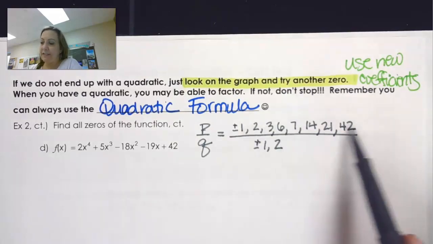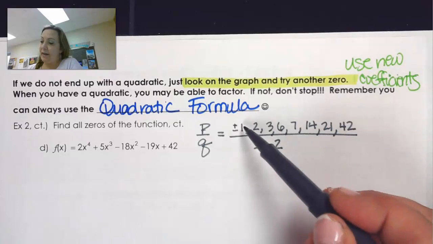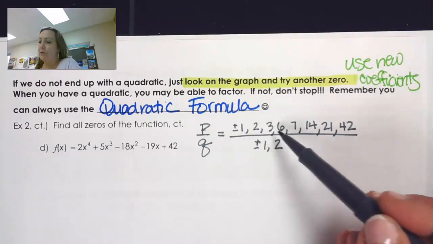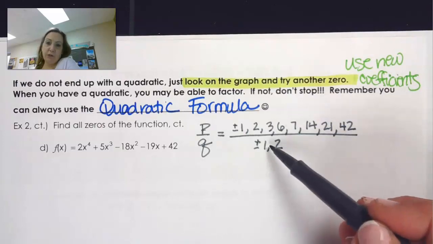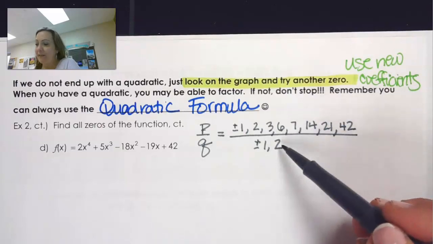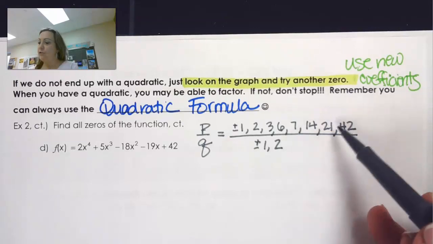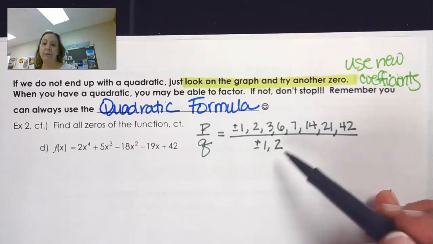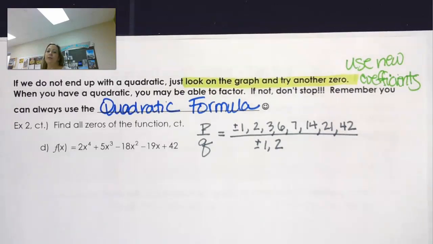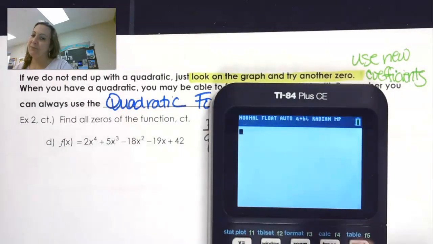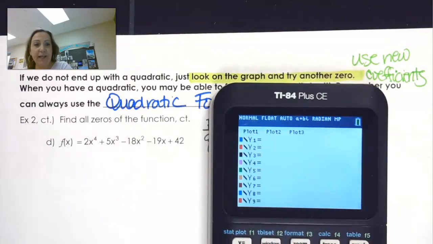So we can divide all of these by 1, or we can divide all of them by 2. So a half, 1, which we already talked about, 3 halves, 6 halves, which is 3, which we've used already, 7 halves, 14 halves, which is 7, which we've used already, 21 halves, and 42 halves, which is 21 that we've used already. So these are all numbers that we can keep in the back of our head and look for, okay? But because this isn't factorable on its own, what we're letting you do is put this in the graphing calculator.